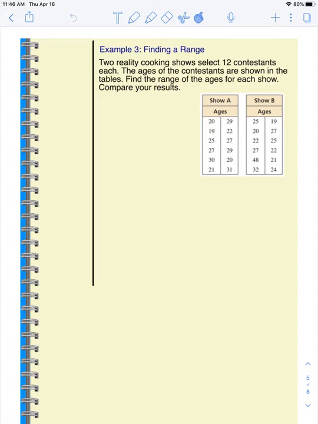Well, the range is the difference between the highest and the lowest data point. So first, we need to find the highest and the lowest number. The highest number in show A is 31, and the lowest is 19. The highest age in show B is 48, and the lowest is 19.